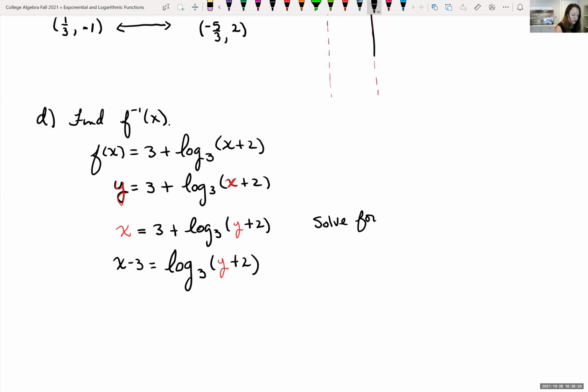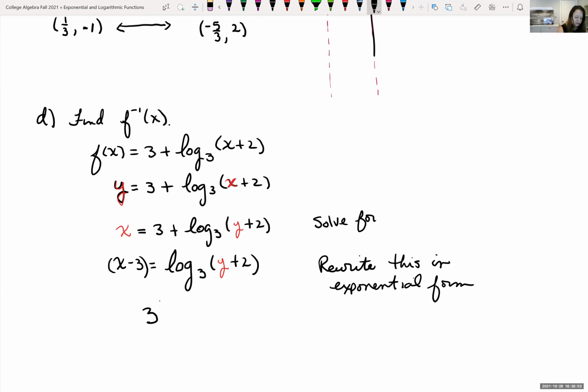Okay, so now what we're going to do is rewrite this in exponential form. So the base of our log, which is 3, is the base of our exponent. So that's 3. Logs are always equal to your exponent. So in this case, our exponent's going to be x minus 3 equals what you're taking the log of, which was y plus 2.